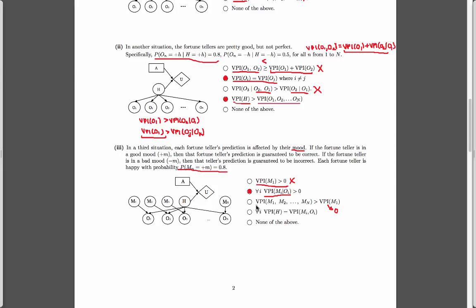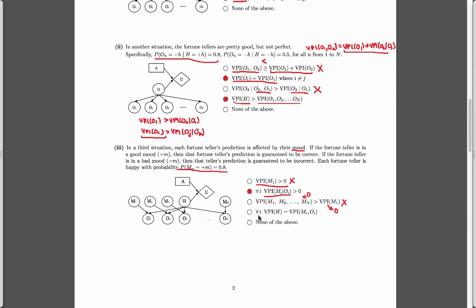So even if you know all of the moods of all the fortune tellers, that doesn't give you any information for increasing your utility, so therefore this is equal to 0. So these are both equal to 0, so they are equal and not greater than, so this answer is incorrect.